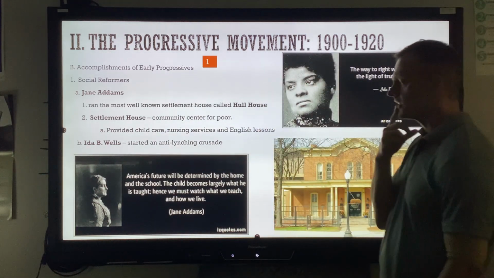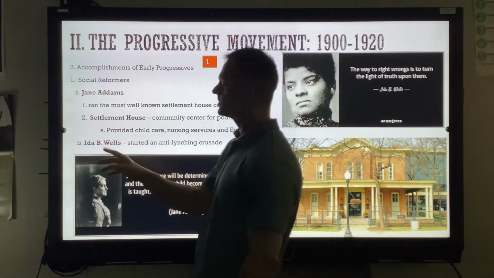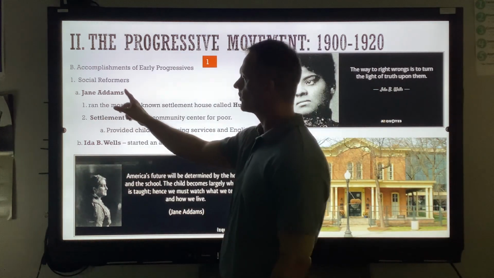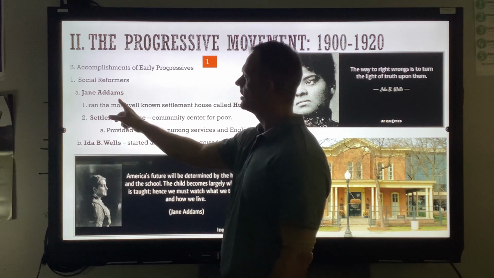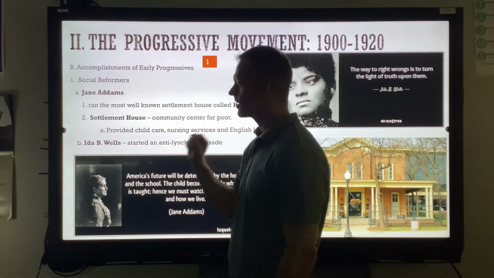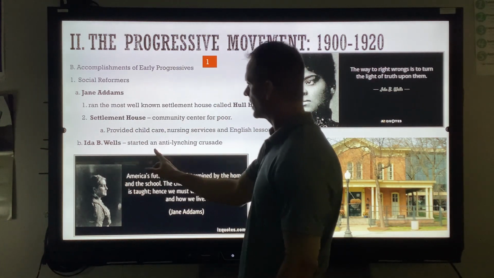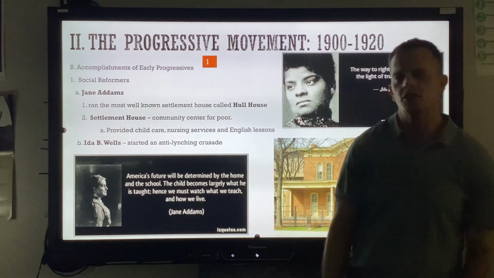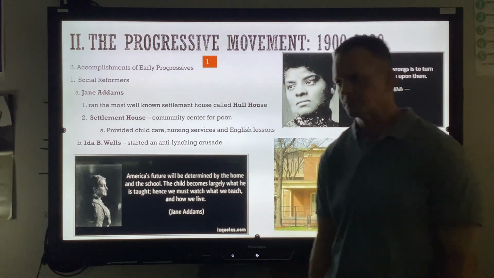Ida B. Wells, make sure you know her. So on here, I always want students to circle Jane Addams. Make sure you know her for creating settlement houses in America, and the most famous one, the Hull House. Ida B. Wells, circle her name, underline anti-lynching, and she pushed for an anti-lynching bill.